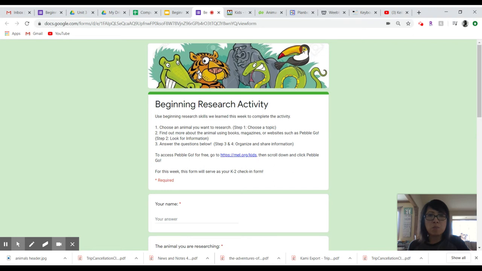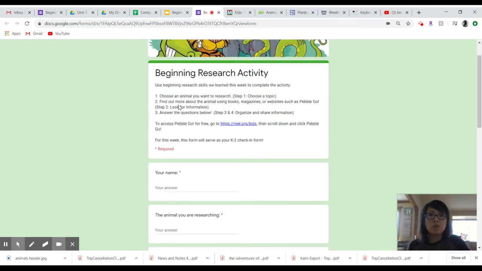That's the first step. The second step is you're going to find out more about the animals by using a book or magazine or a website. And I'm going to show you a website that you can use for this step. Okay. And then the last steps are organizing your information and sharing this information. And you're going to do that using this form. You're going to organize your information as you're doing your research, and then you're going to share this information with Mrs. Lin using this form.